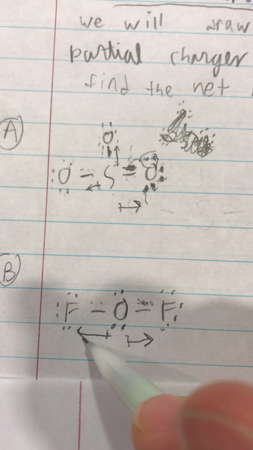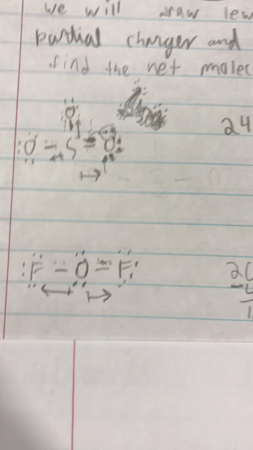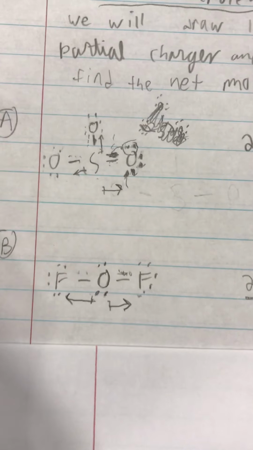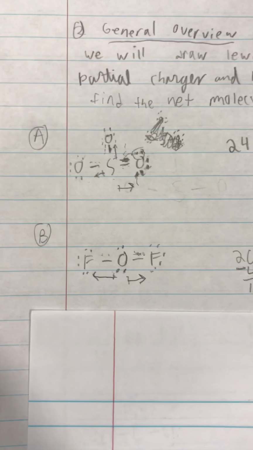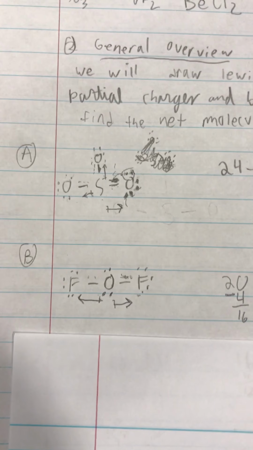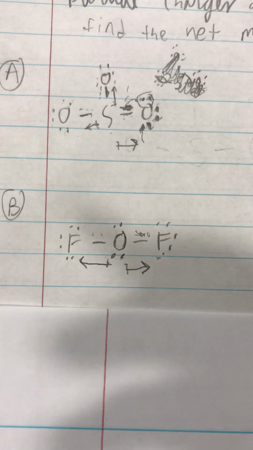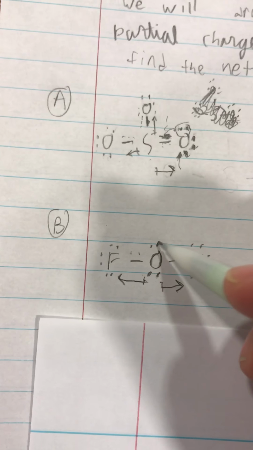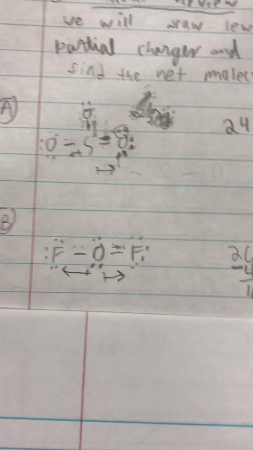Okay, very good. That'll make the O partially positive and the F partially negative. Agreed? So now the question is, is this polar or nonpolar? Well, you have to look at it. What is the domain geometry? It has 4 domains, one here, one here, one here, one here. That makes it tetrahedral. Am I right?